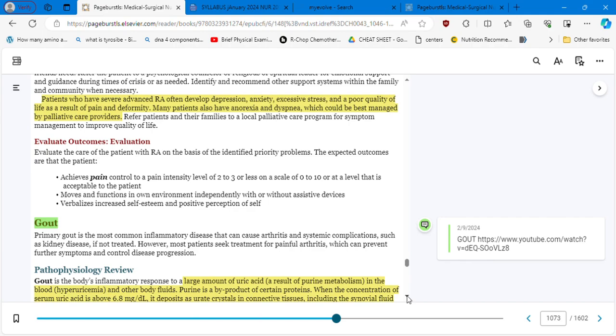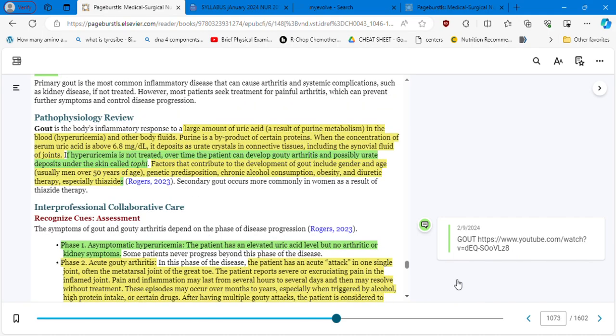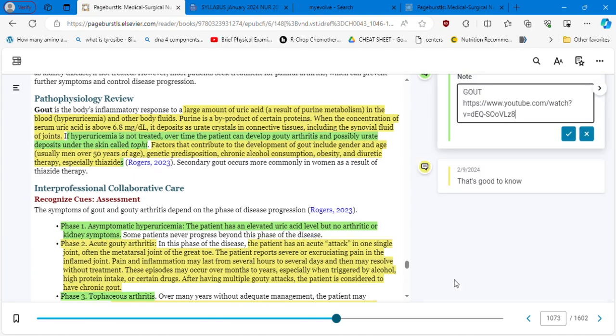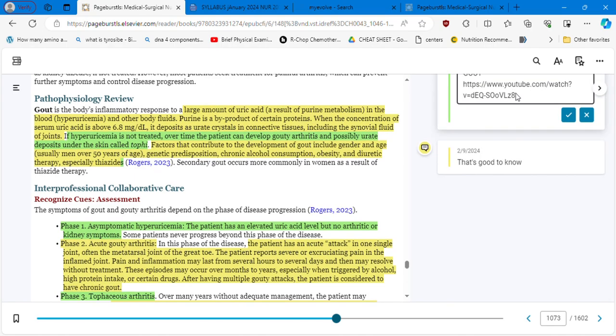Let's move to gout, and with this topic we will complete this chapter. As I told you before, this is an extensive, long chapter that is covering many concepts and diseases that we can see in healthcare. Let's move to the video. Let's watch this video related to gout.